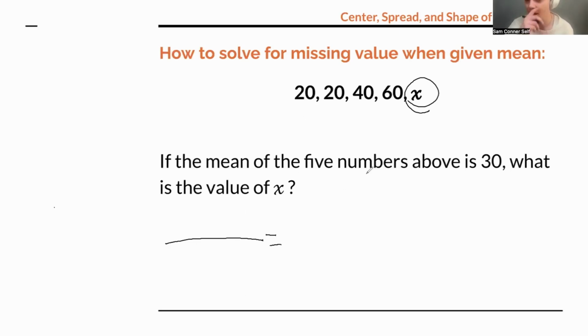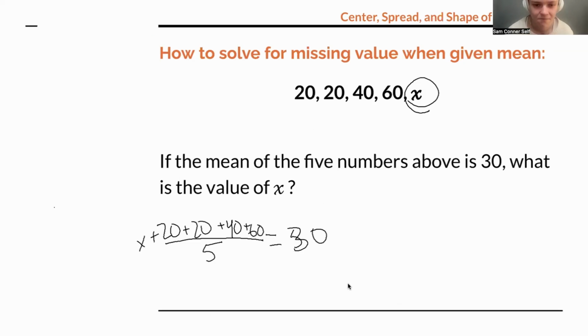So this data set has 5 points. In the denominator, we're going to put 5, and then in the numerator, it's going to be the sum of these values that we have and x. Don't forget to include the x in that because you are solving for it. And then they also tell us that the mean is going to be 30. So we know that whatever this sum is divided by 5 has to be equal to 30.